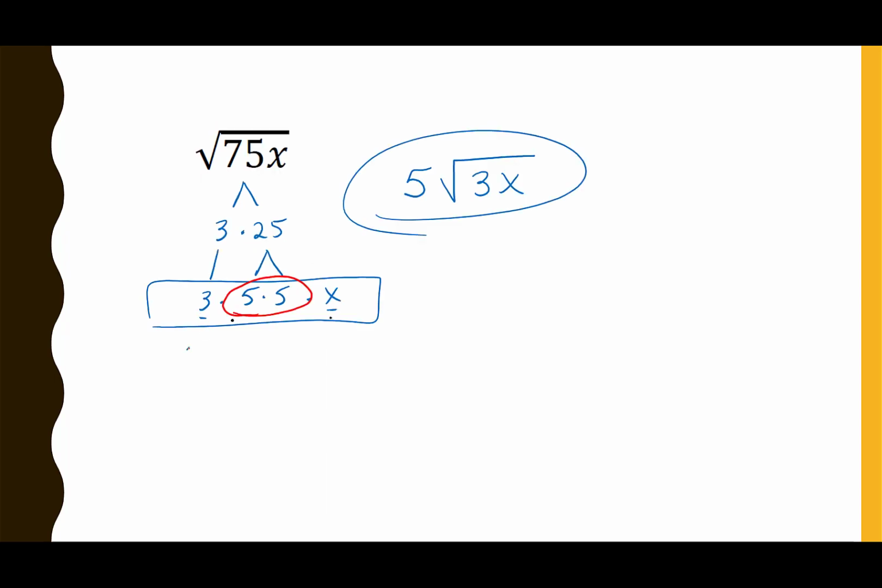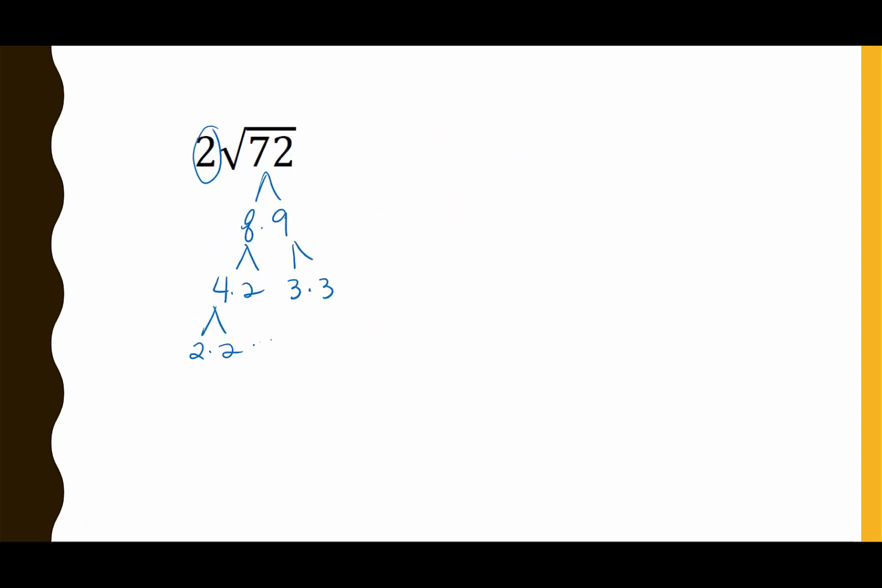All right, on this one, we're going to do the same thing, except I want to point out to you that there is already a number on the outside of the radical. First thing I want you to do is make a factor tree. This is 8 times 9, break 8 down to 4 times 2, 9 breaks down to 3 times 3. We can break 4 down one more time. It's 2 times 2 times 2 times 3 times 3.